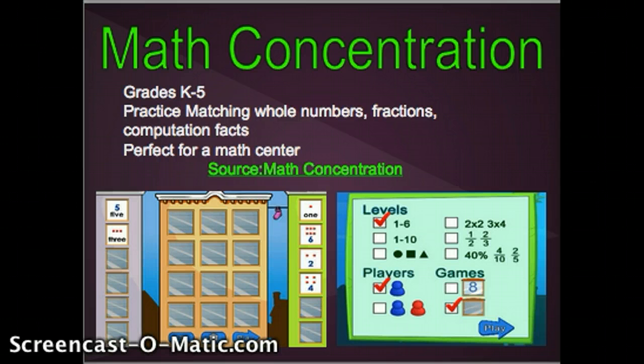Math Concentration is similar to the traditional card game of concentration, just with a twist, utilizing fun graphics and practicing whole numbers, fractions, and different computational facts. So it'd be a great place for a math center, also targeting grades K through 5.